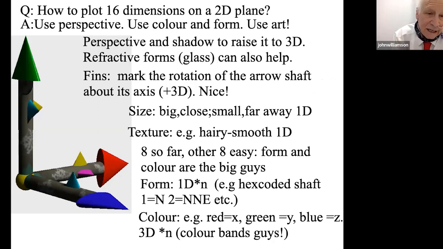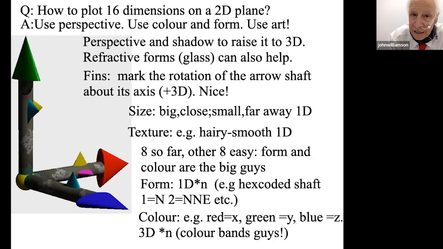And the little side veins denote that this is a method of plotting a very large number of dimensions at once. We're going to talk about 16 dimensions, not really, it's four-dimensional, but those four-dimensional systems are multiplied, so there are four squared linearly independent degrees of freedom in this system. So how do you plot a 16 degree of freedom thing on a 2D plane? Well, for one thing, you can use perspective, color, form, art. You can use perspective and shadow to raise yourself to 3D. Refractive forms can help to show what you're taking things around.